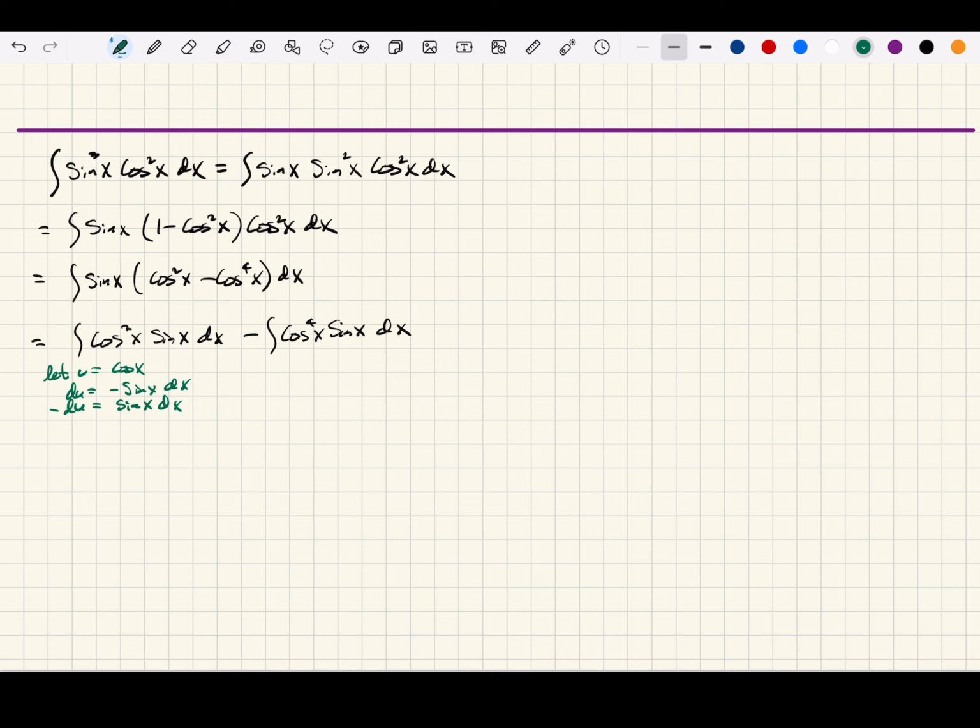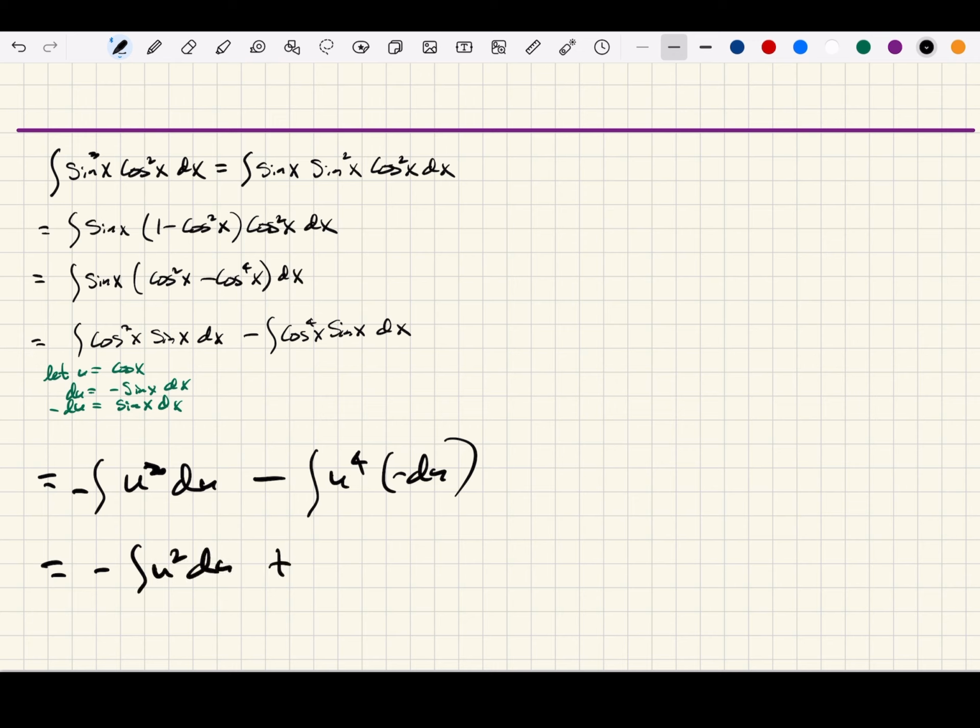And here we go. We'll have integral u square minus du. So I'll put the negative out front and then du. Minus integral u to the fourth, and then again a minus du. So we have minus integral u squared du plus integral u to the fourth du. I think that's how we're going to end up.